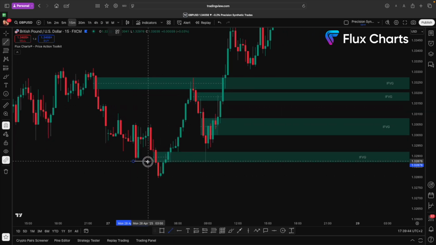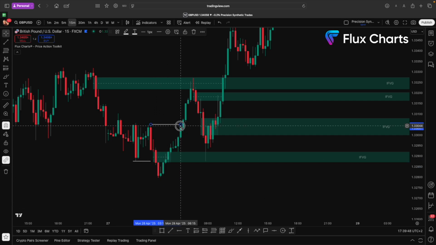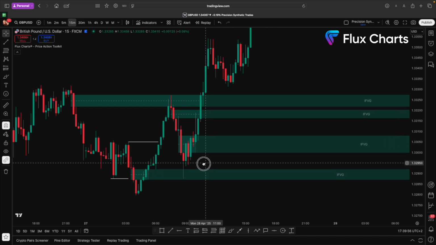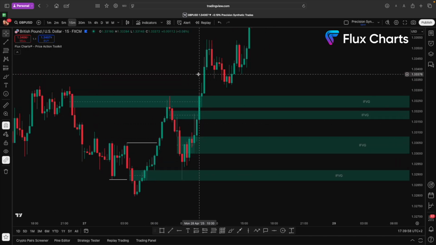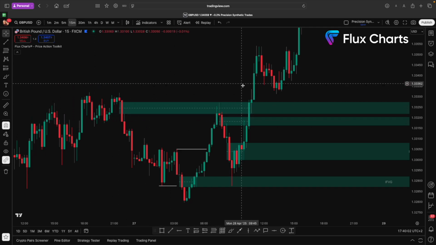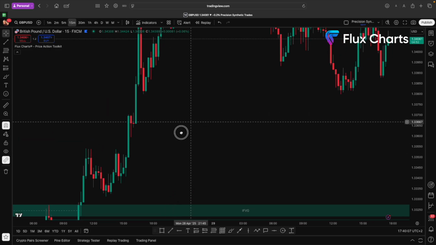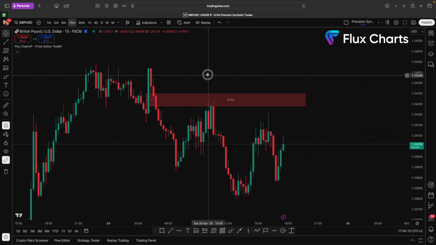Liquidity, for example, has been taken. We had a market structure shift. Price created an inverse fair value gap. As you can see, it respected this beautifully and we went all the way up. So as price came down, we created these inverse fair value gaps right over here. And currently this is price.